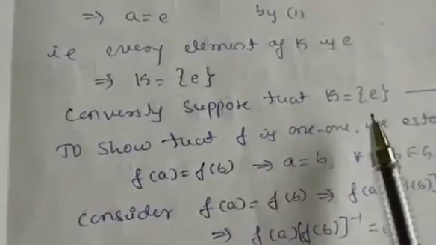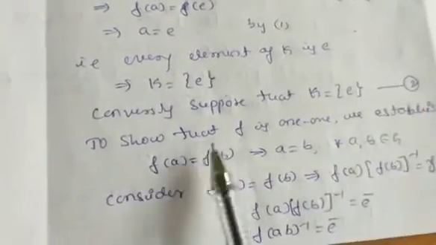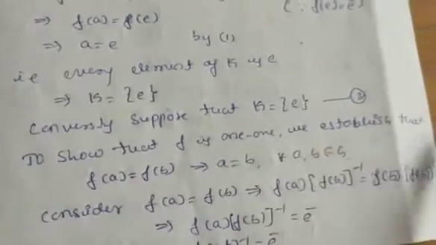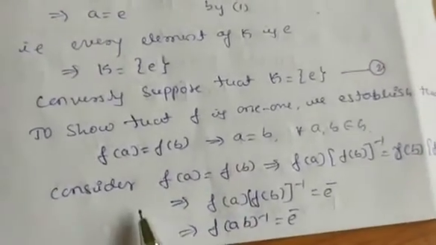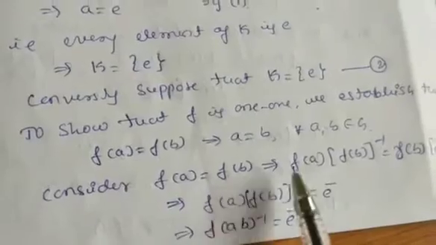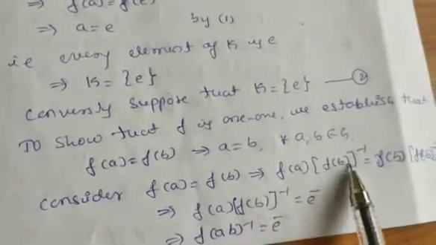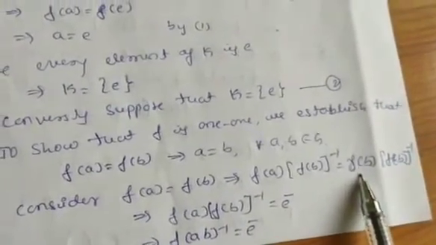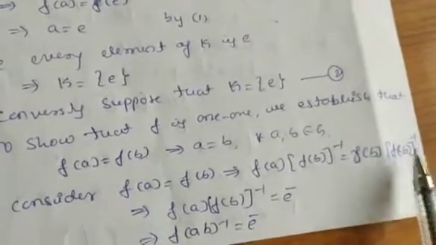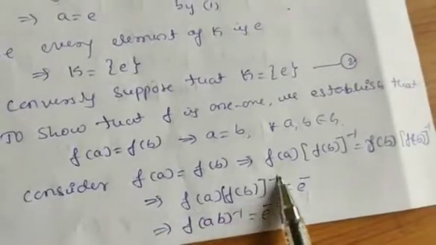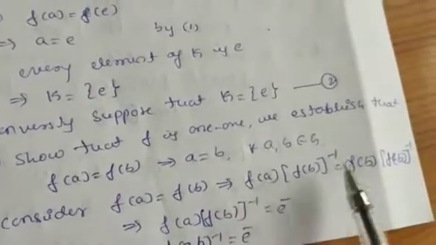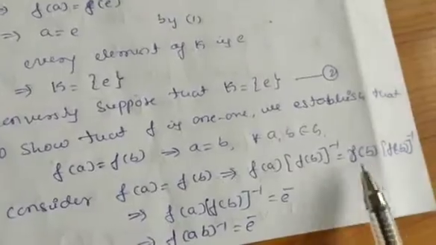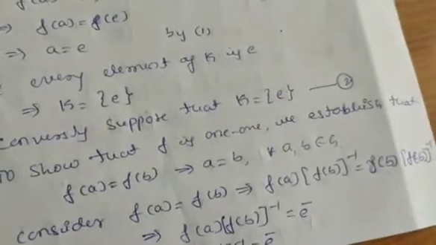Conversely, suppose that K is equal to {e}. Then you have to prove that f is 1-1. Take this one as equation 2. To show that f is 1-1, we establish that f(a) is equal to f(b) implies a is equal to b. This we have to prove. So for this, consider f(a) equal to f(b). This implies f(a) into f(b)^-1 is equal to f(b) into f(b)^-1. So f(a) into f(b)^-1 is equal to, since f(a) is equal to f(b), in place of f(a) you take f(b), so it is equal to the identity element.